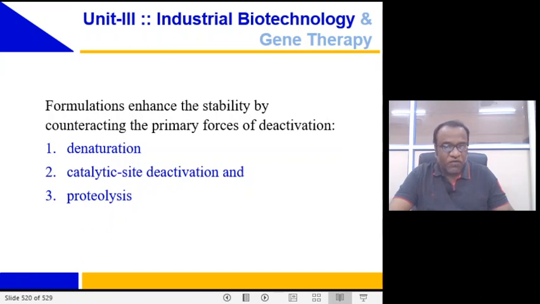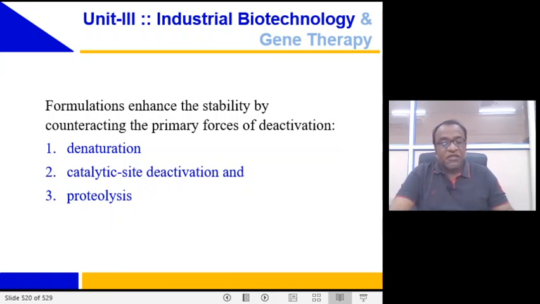So when you are going for formulations, how to overcome these primary forces? Number one, the deactivation force is denaturation. Number two, catalytic site deactivation. Number three, proteolysis. So how to overcome these forces of deactivation?